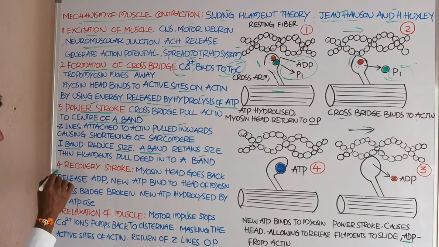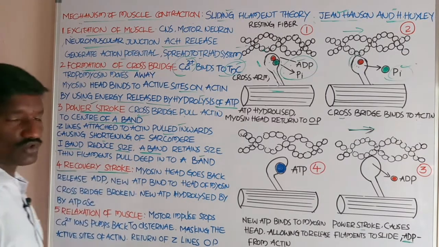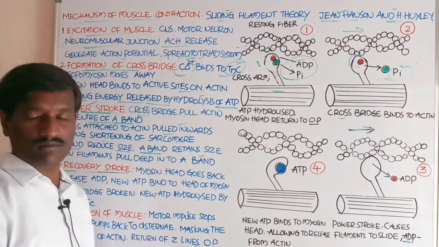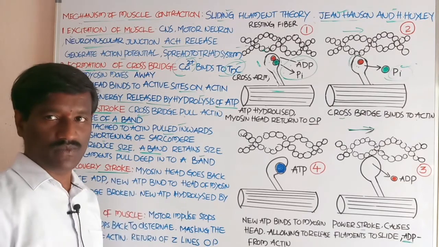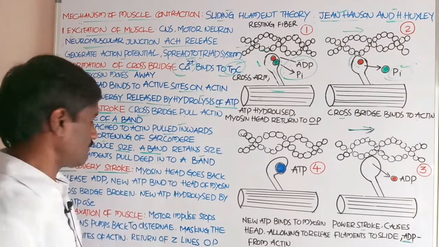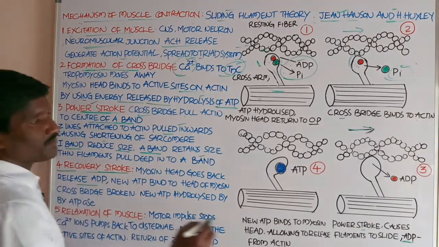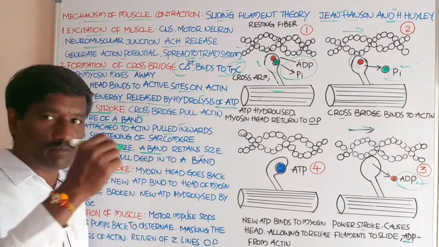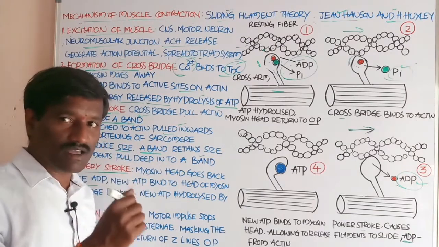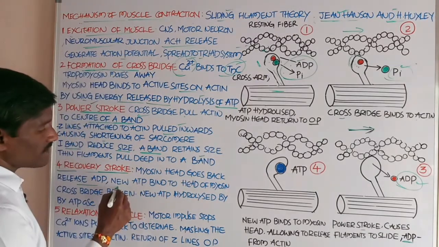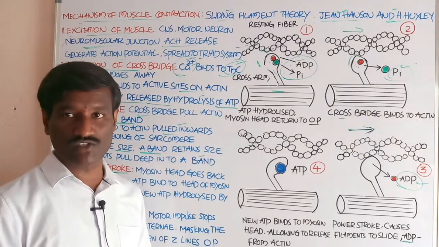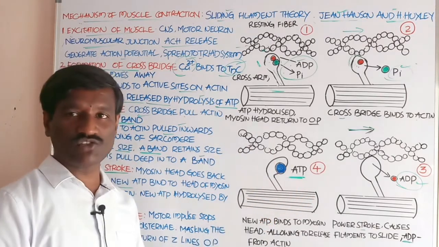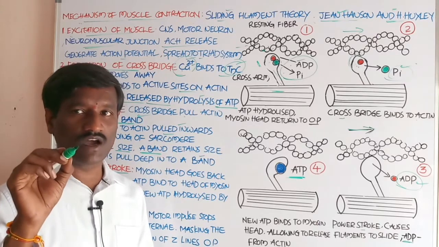Student, and next, the fourth one is the recovery stroke. The myosin head goes back again. The myosin head goes backwards and releases ADP, adenosine diphosphate. A new ATP binds to the head of the myosin. Another ATP molecule binds to the myosin head. The myosin head has two binding sites.